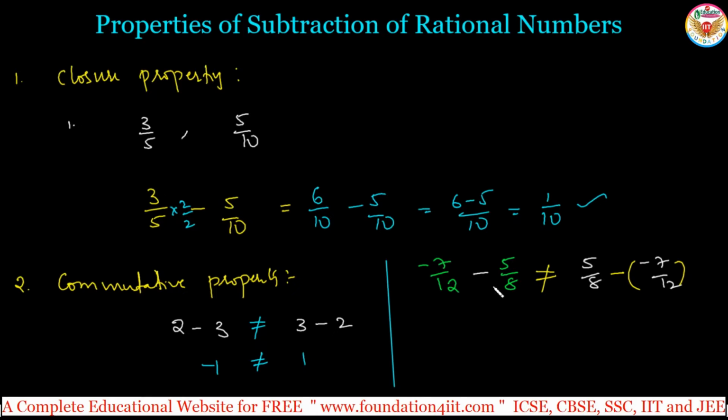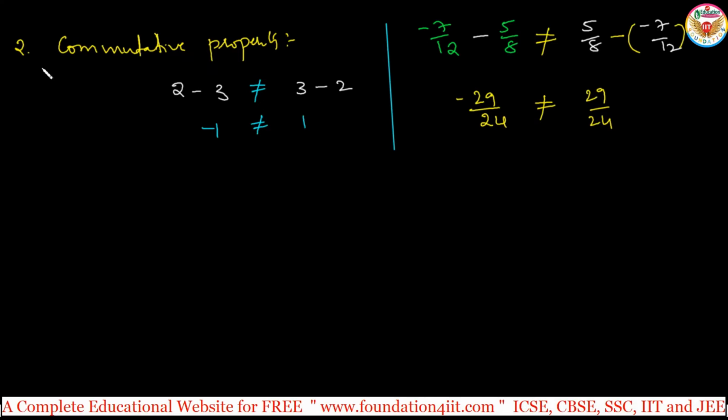Minus 7 by 12 minus 5 by 8: if you do the LCM, you'll get minus 29 by 24. But 5 by 8 minus of minus 7 by 12 is 5 by 8 plus 7 by 12, which gives positive 29 by 24. So they're not equal. One side is negative, one side is positive, same as integers. So the commutative property does not exist in subtraction of rational numbers.